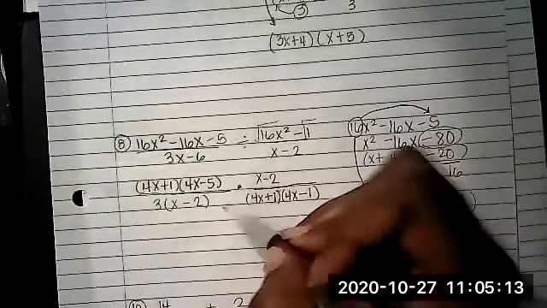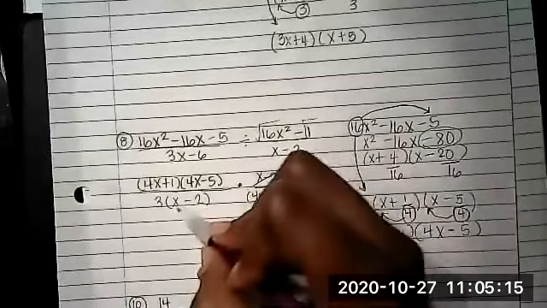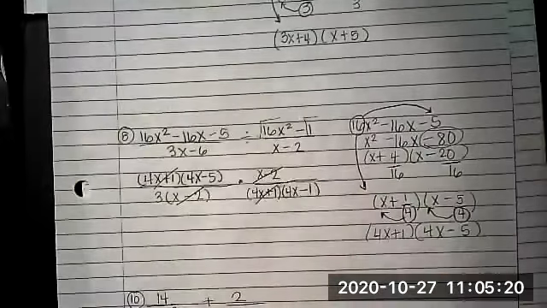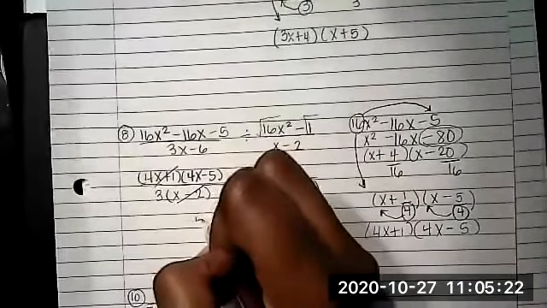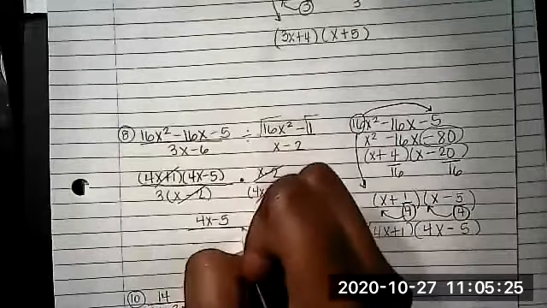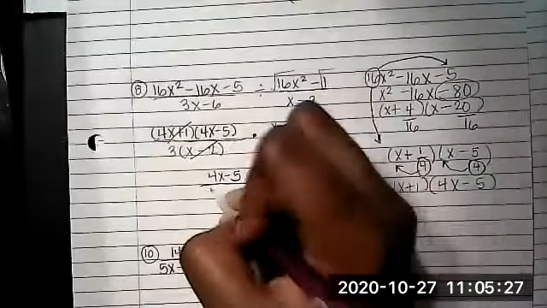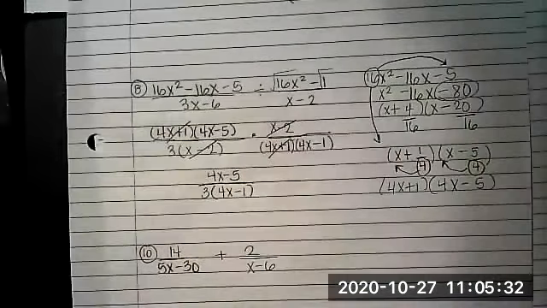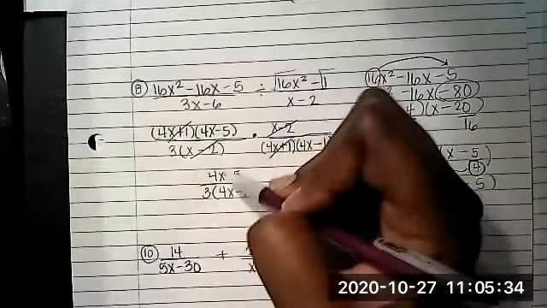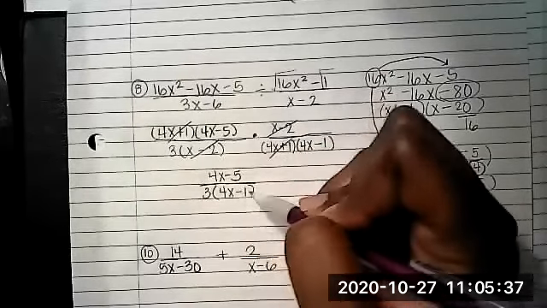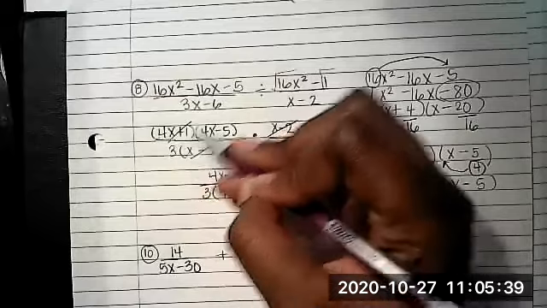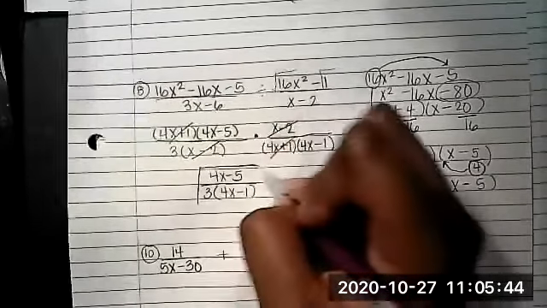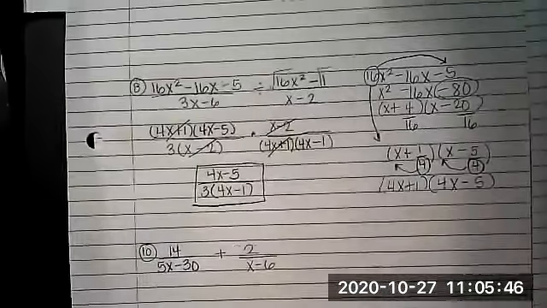Okay. Now we can simplify by canceling out. X minus 2's cancel out. 4x plus 1's cancel out. Okay. What's left over is 4x minus 5 here at the top, and 3 times 4x minus 1 at the bottom. Okay. And no, the 4x's can't cancel out. Remember, that's married to that. That's married to that. Unless the whole thing is the same, like 4x plus 1 and 4x plus 1, then you can do it. Okay. So there you go. That's our answer for number 8.